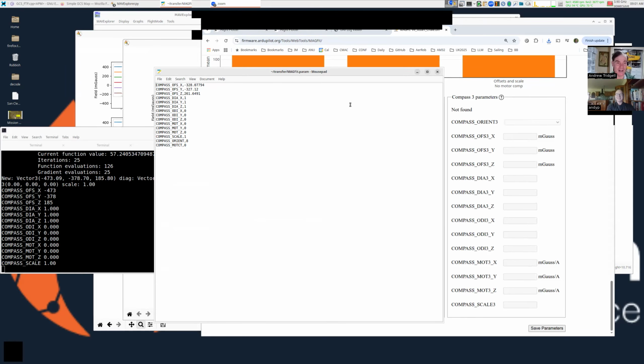And then make sure you don't have too much current interference from the motor. And then do a flight. And if it looks like your compass doesn't look good, you can use this tool to get you a new estimate of your calibration, which will improve things.